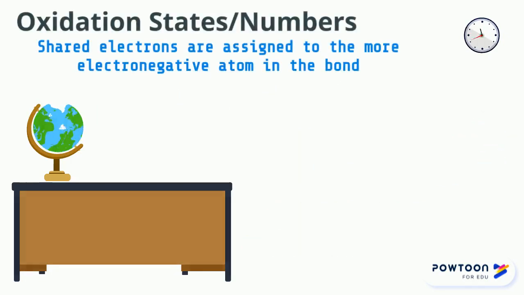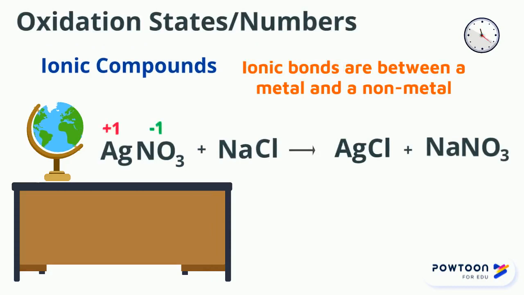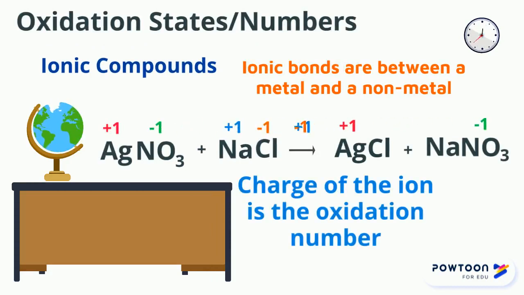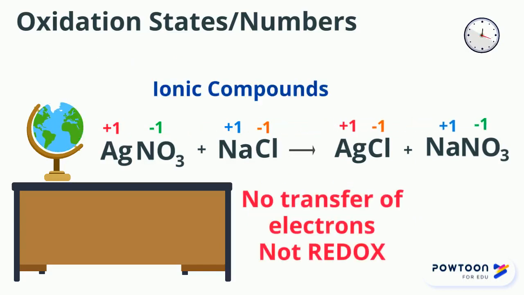First, we must learn to assign oxidation states to each atom. In ionic compounds, the oxidation state is the charge on the ion. So in this case, it's not a redox reaction because none of the oxidation numbers changed. But how about our covalent compound reaction?